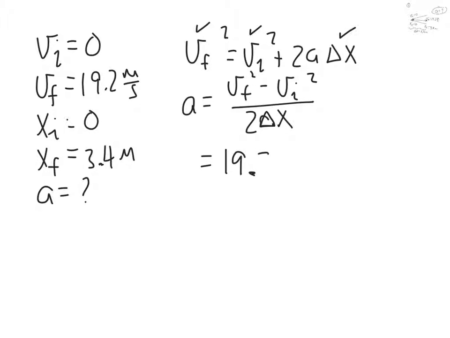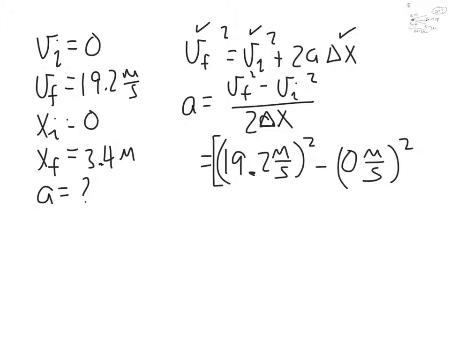Your velocity final is 19.2 meters per second. And I take the whole thing and I square it. Minus 0 meters per second. Take the whole thing and square it. Most of the time I won't even write that 0 meters per second. There is no reason to. I'm just helping you along to show you that you got 0 there.